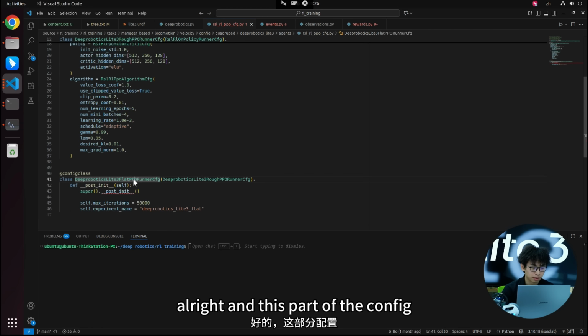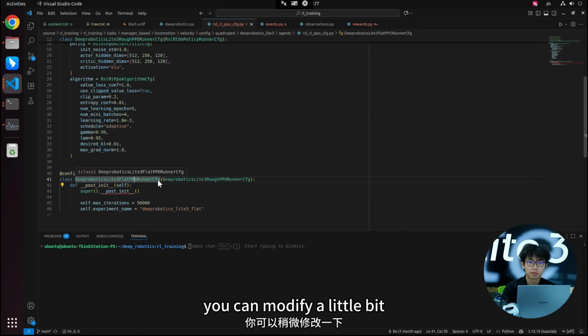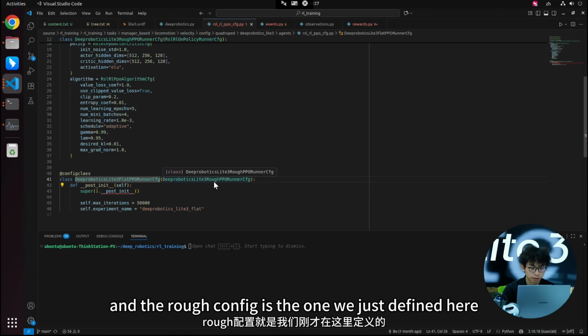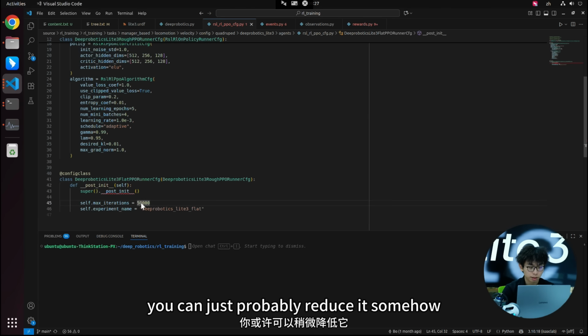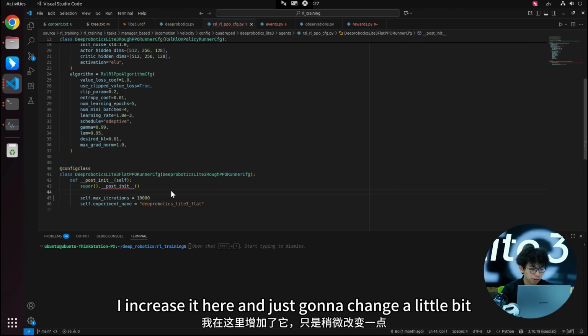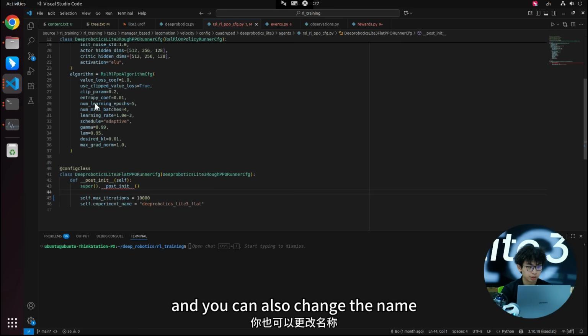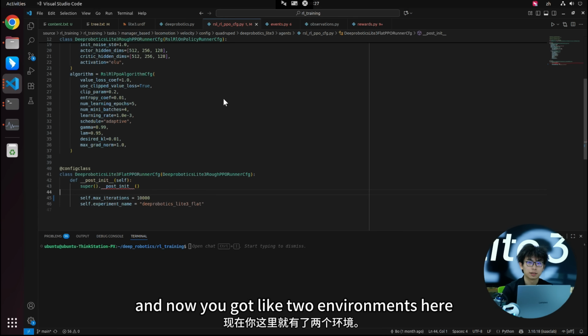Alright, this part of the config you can modify a little bit if you want. This is the flat config, and the rough config is the one we just defined here. So in the flat one, you can probably just reduce it. Somehow I increased it here, and I'm just going to change it a little bit. You can also change the name, just inherit from this class, and then now you've got two environments here.